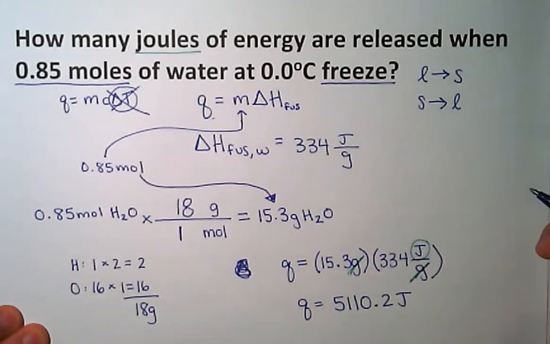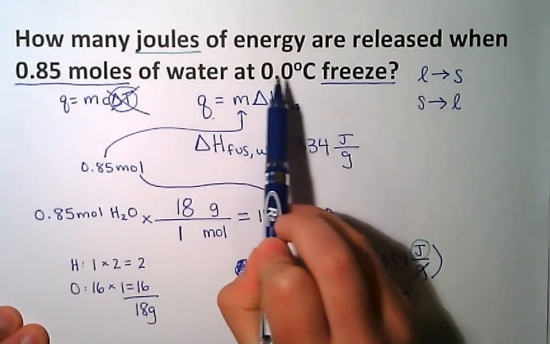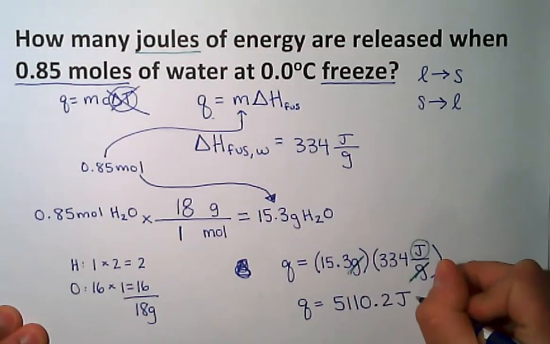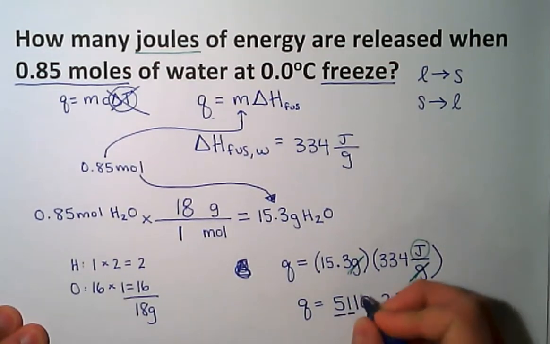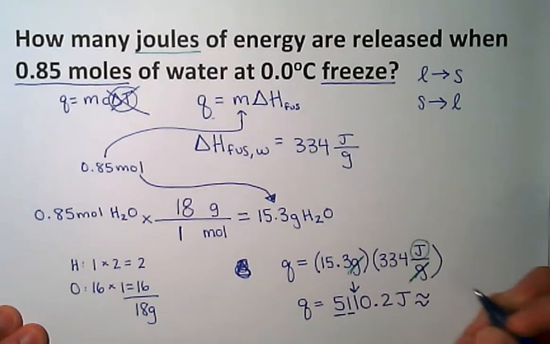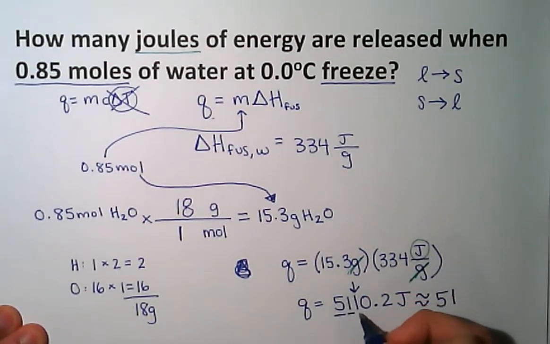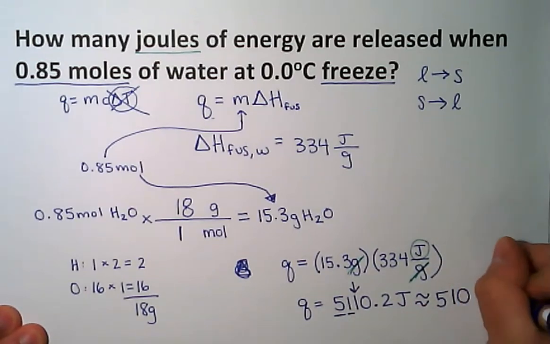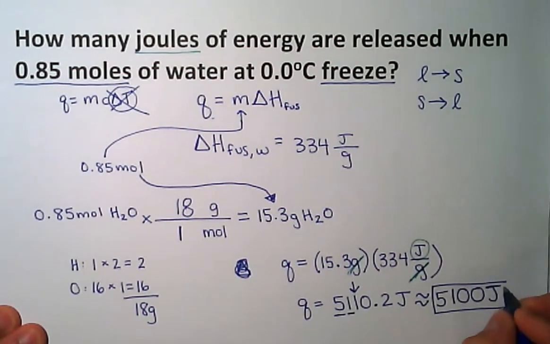Now, just looking back at our problem for significant figures, I see that there's 2 in 0.85 moles, and 0 degrees also has 2 significant figures. So we'll round this to the first 2 places and look at that 1 to determine whether to round up or down. So we're going to put 5, 1, and then we'll fill in placeholder zeros in both the places before the decimal point. But those zeros are not significant because we are not going to put a decimal point. So 5100 joules is our final answer.